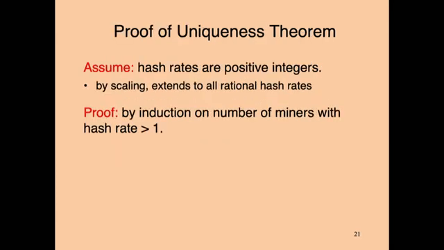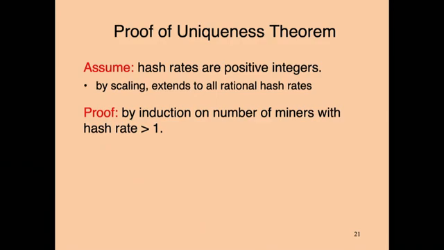So the proof's not long, so let me just tell you the proof. It's going to take place over a couple slides. Let's see why this is true. For the proof, just to keep it simple, let me assume all the miners' hash rates are positive integers, so 1, 2, 3, or more. Okay? There's a boring argument that extends it to rational hash rates that I'll spare you from.